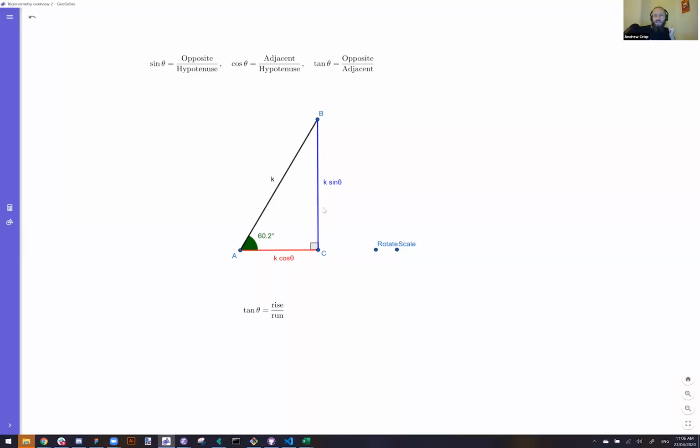Sine tells us how tall the straight side is, and cos tells us how far across the base of the triangle is. And if you don't have the angle in the bottom left and the right angle in the bottom right, then it's not going to be as clear when I say that tan theta is rise over run. The rise divided by the run.